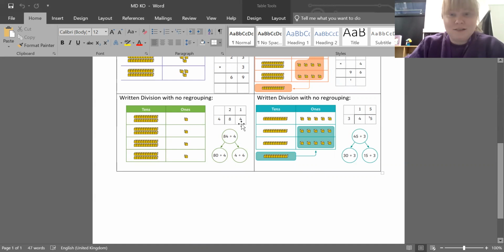We then move to the next number along. 4 divided by 4. So how many 4s can we put into 4? Gives us 1. So 84 divided by 4 gives us 21.